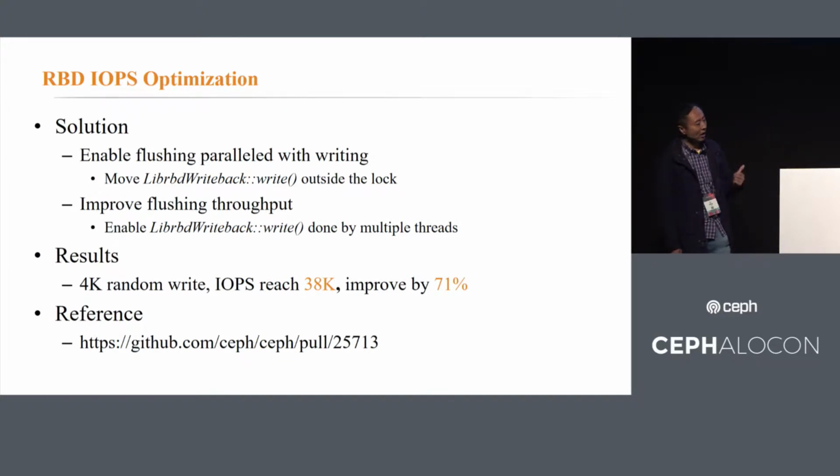Here are our performance test results for the FIO 4K random write test. I forgot to mention the FIO test was done in a virtual machine. The IOPS can now reach about 38K, an improvement of about 71%. If you are interested, you can follow our PR as shown here later. Okay, this is our first work.